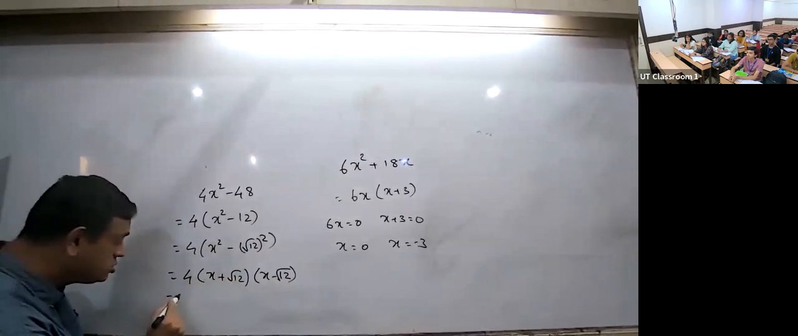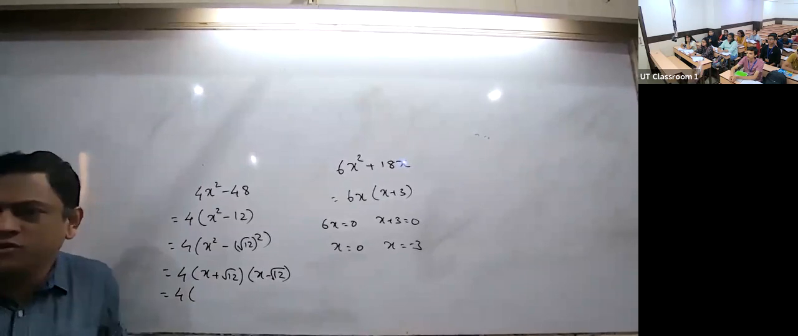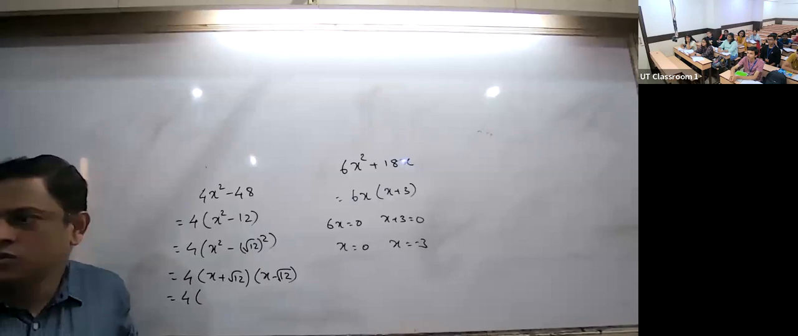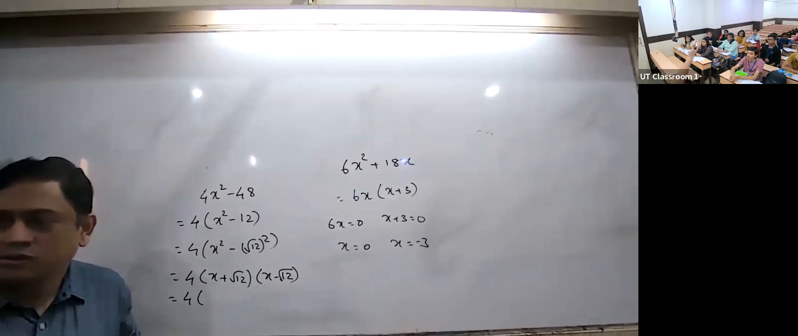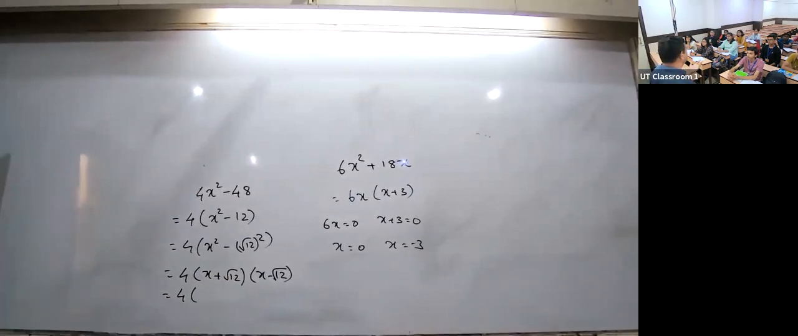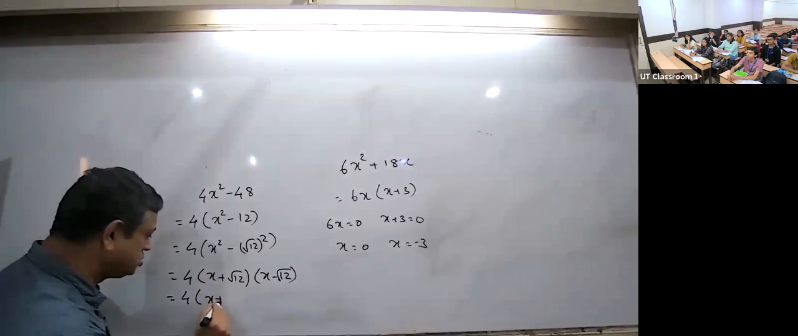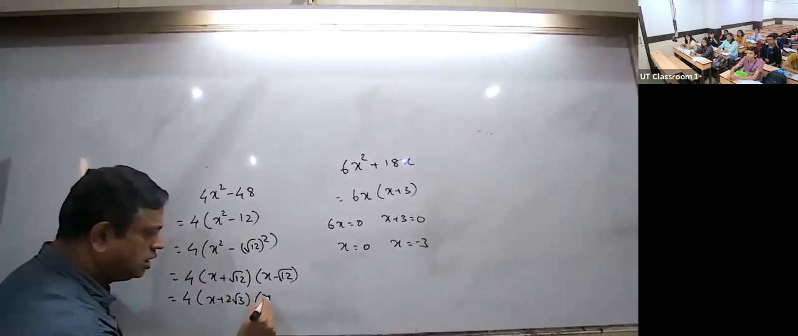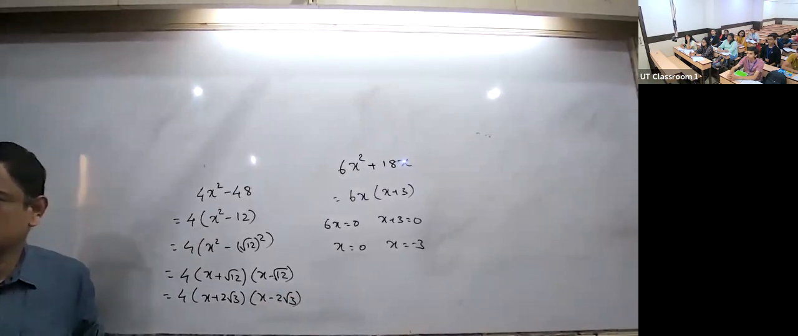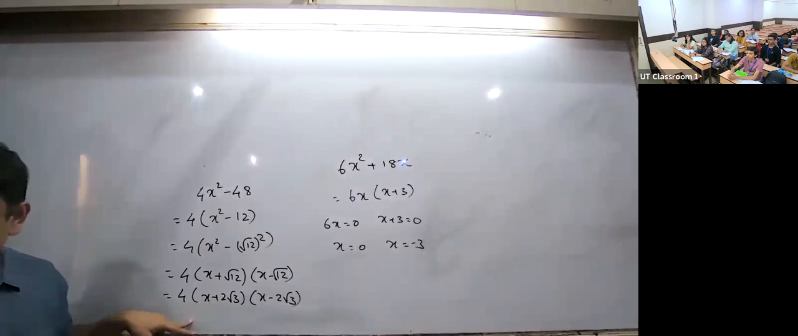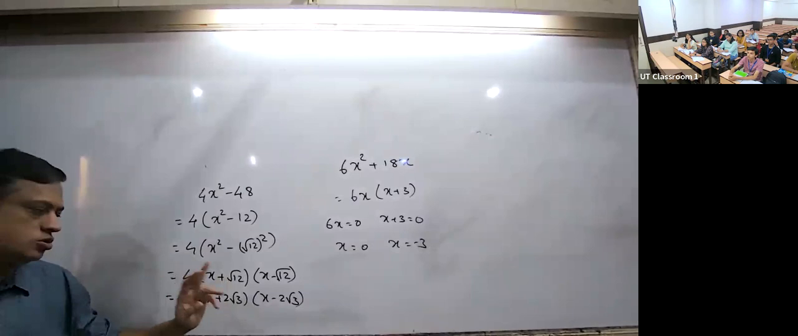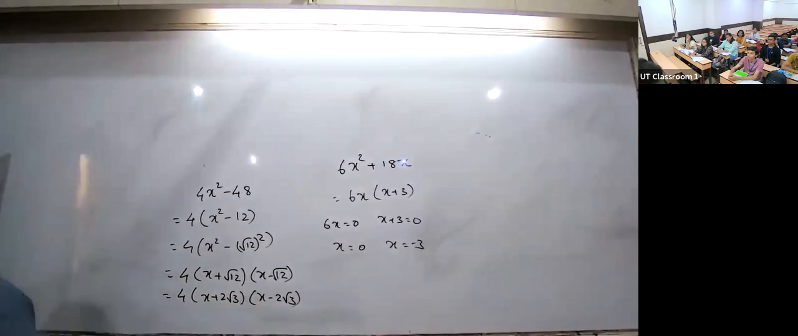Now, if you want to simplify a little more, who can simplify root 12? 12 can be written as 4 into 3. What is the root of 4? 2. So the answer is what? x plus 2 root 3. What is the second one? x minus 2 root 3. Okay, understood? How do you take the zeros? 4 cannot be 0, no need to take it. x plus 2 root 3 equal to 0. So what is the answer? x equals minus 2 root 3. And x equals 2 root 3.